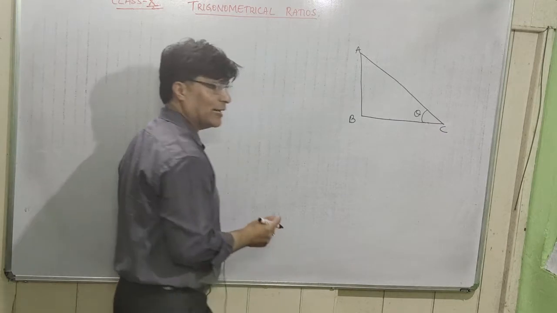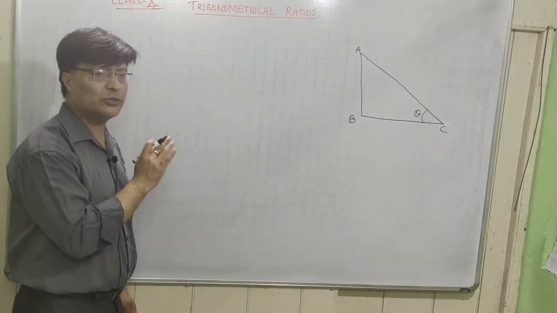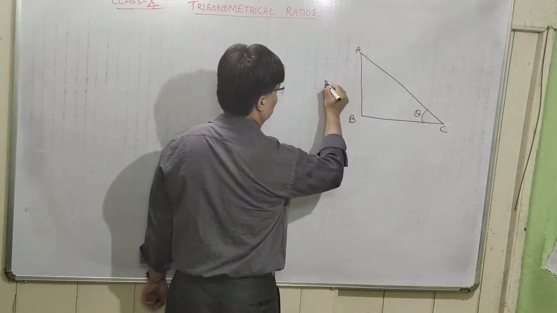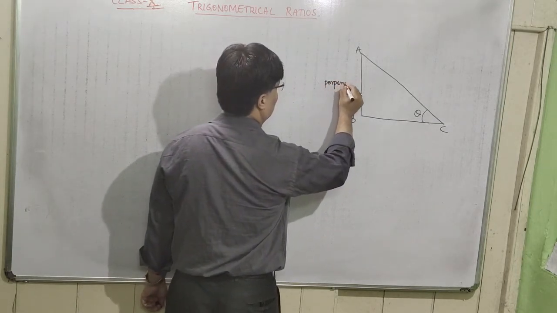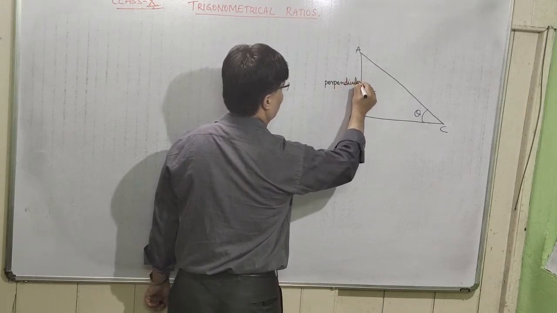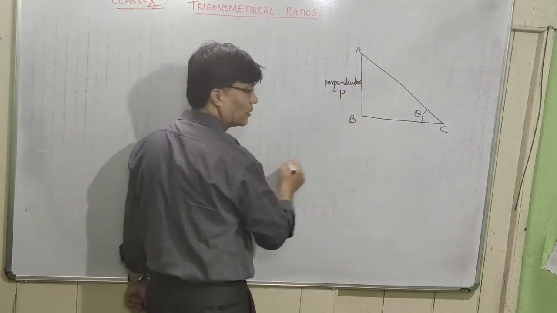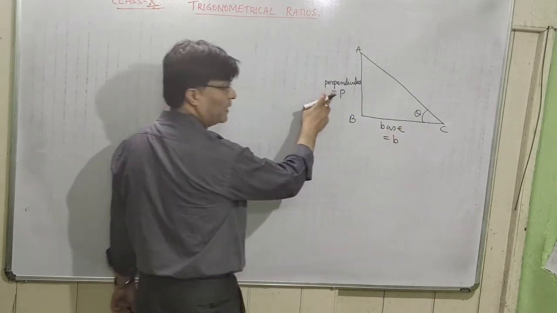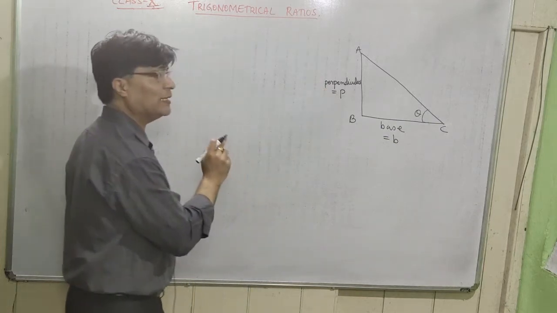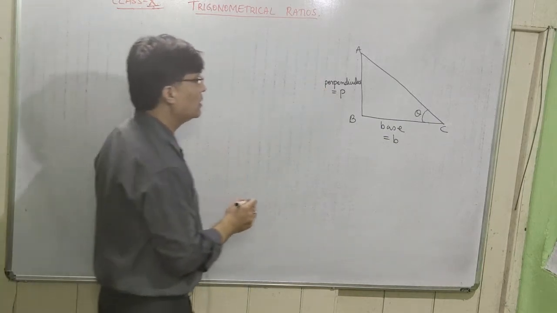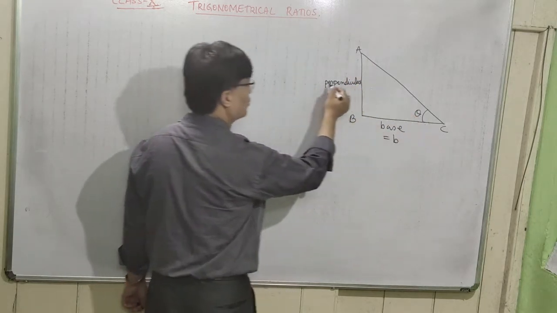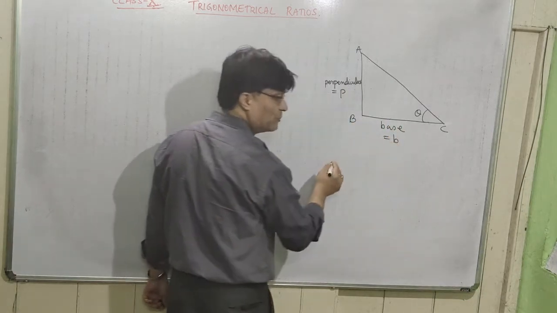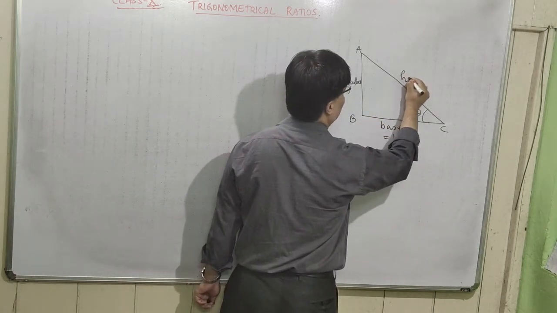And I already told you that the side opposite to this angle theta considered will be the perpendicular, that is P. This will be the base, that is B. The side opposite to this angle theta considered will be perpendicular always, P. And the other side will be the base B, and the longest side will be the hypotenuse, H.